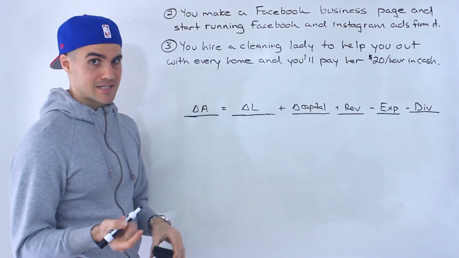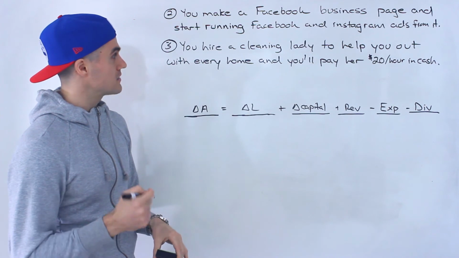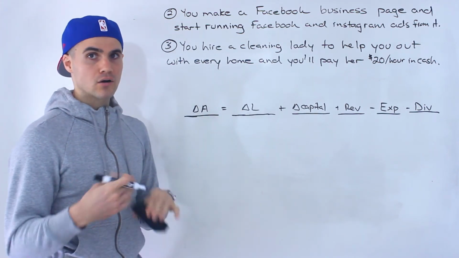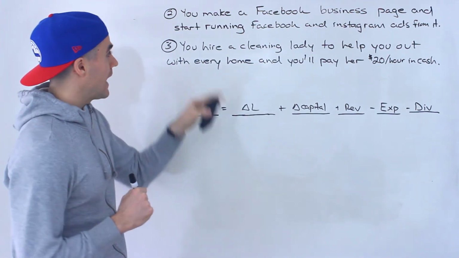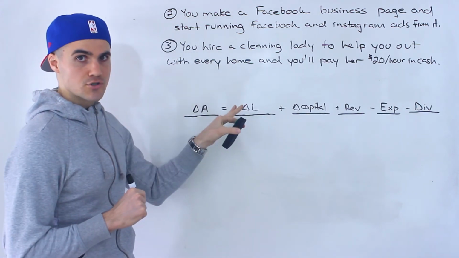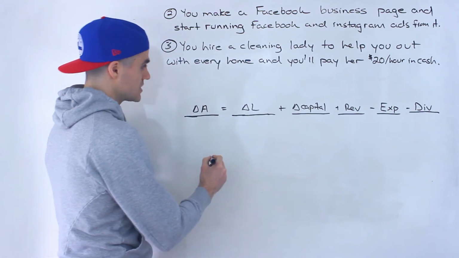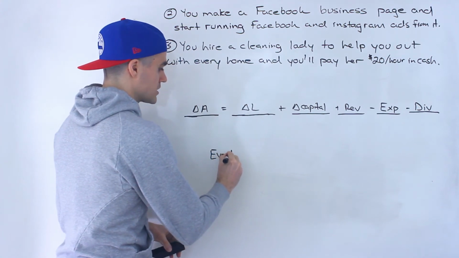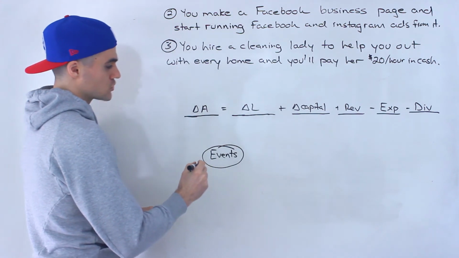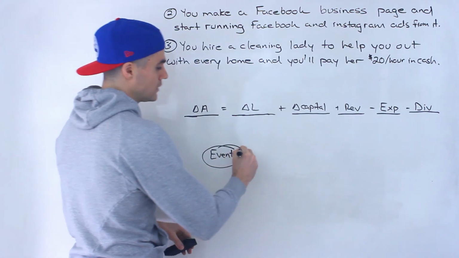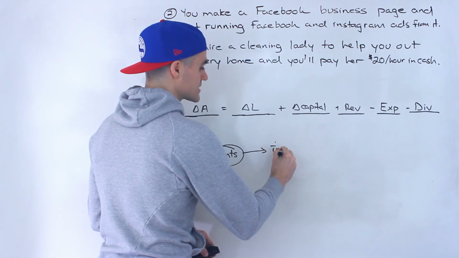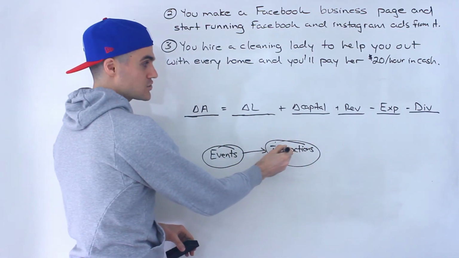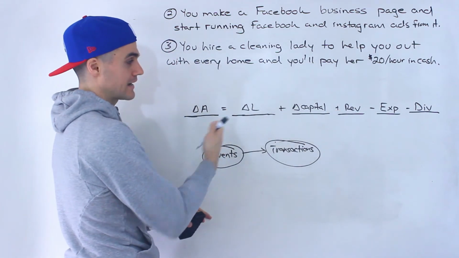So you make a Facebook business page and then start running Facebook and Instagram ads from it. And then number 3, you hire a cleaning lady to help you out with every home, and you'll pay her $20 per hour in cash. Now, these two here, they're actually not transactions. They're actually just events. So just in general, these 13 things that are listed out, you want to actually consider them events. Even though I mentioned before that they were transactions, they're all events, and then you want to figure out whether they are transactions. And then if they are transactions, then they get inputted into this accounting system.